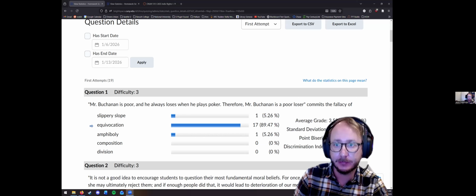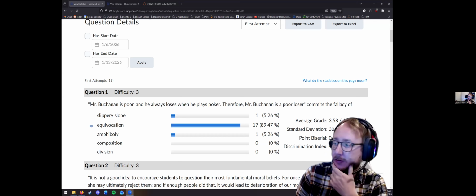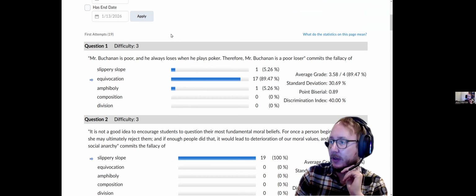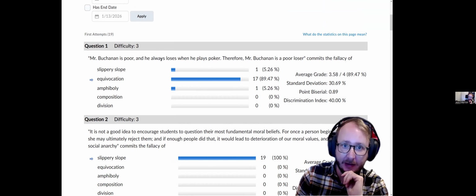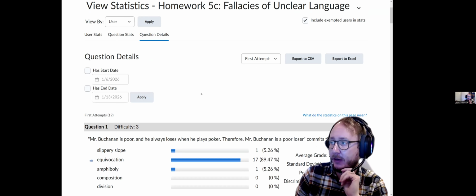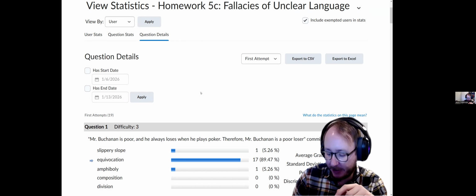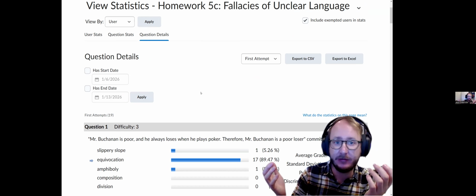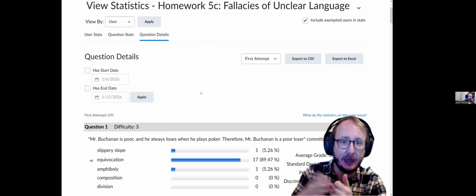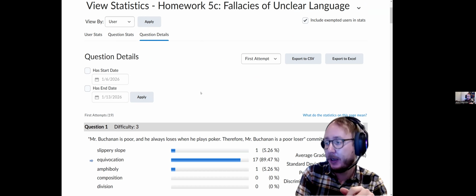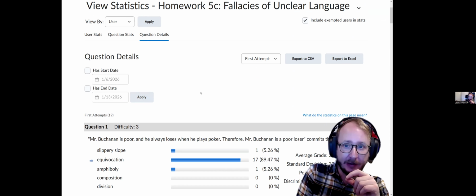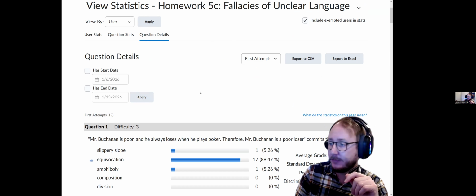Today, our plan is to go over 5C and 5D. So, we've got two new families of fallacies to cover today. This first one are fallacies of unclear language. So, the one thing they all have in common is some lack of clarity in language leads the argument's premises to not actually support its conclusion. Now, the nature of that lack of clarity differentiates these different fallacies from each other.